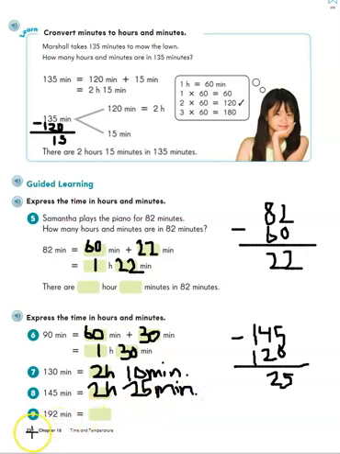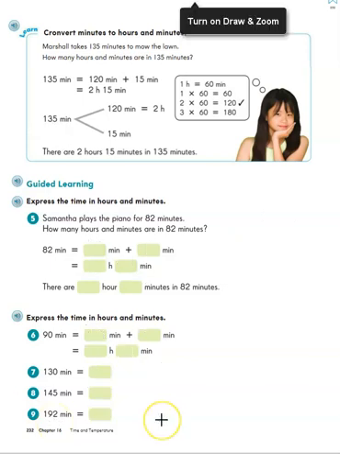Okay, and then number 9, 192 minutes. So if we look at our chart, we can get to 180. If we were to go to 4 hours, that would be 240, which would be too high. So we know it's going to be 3 hours right away. And we know that in 3 hours, there are 180 minutes. So this time we would do 192 minus 180. And I just pressed the wrong button and all of our writing disappeared. That's okay though. We were just figuring out that 192 minutes is 3 hours. And then 192 minus 180 is 12. So it's 3 hours and 12 minutes.